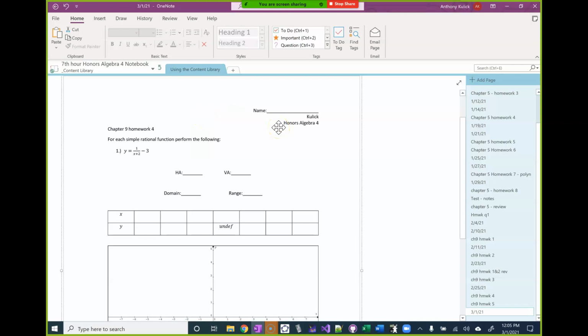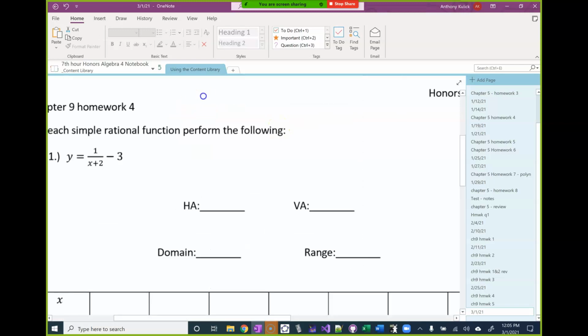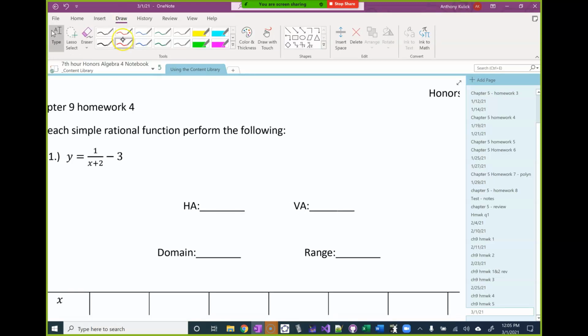All right. So number one, we want to start by identifying our asymptotes. I noticed that this one is in that form 1. So the horizontal asymptote is just y equals k, so in this case, that's -3. And the vertical asymptote in form 1 is x equals h, so in this case, that's -2.